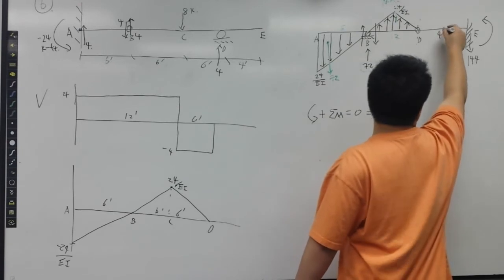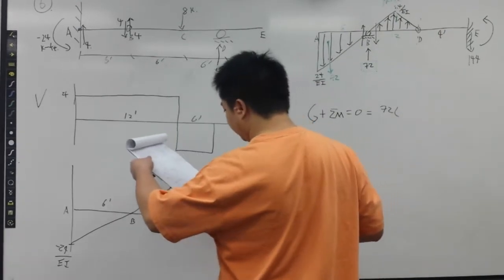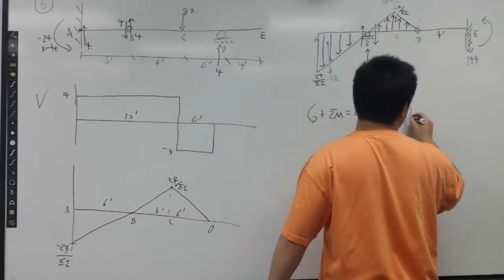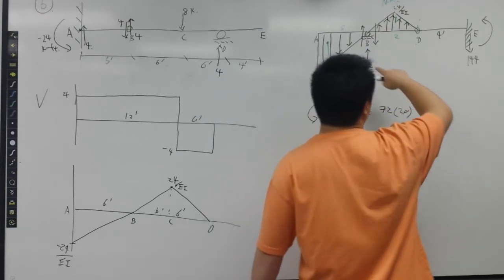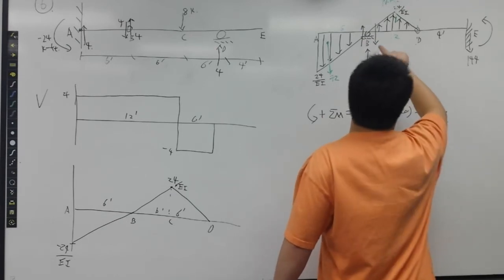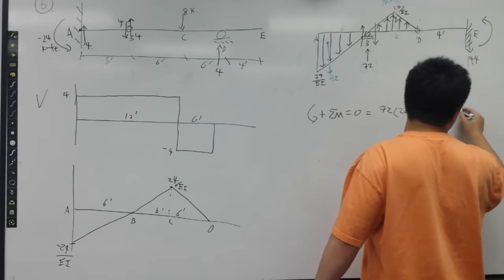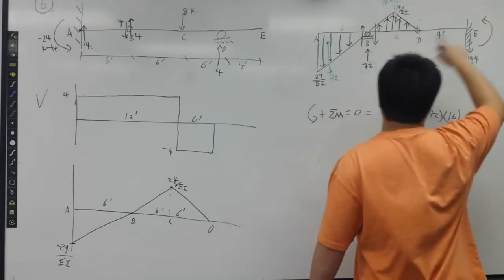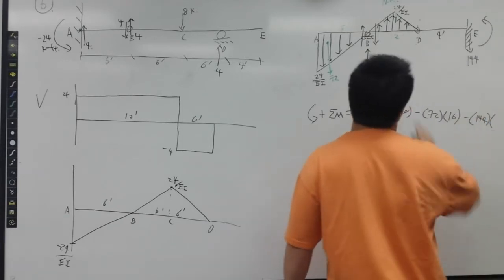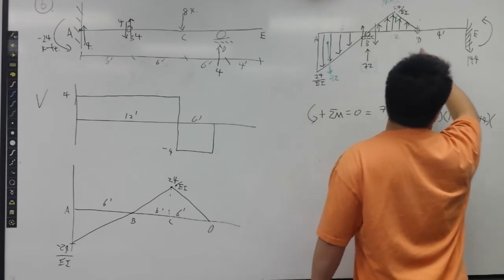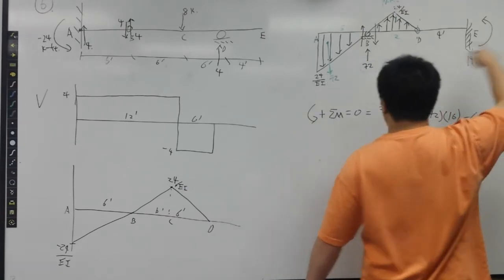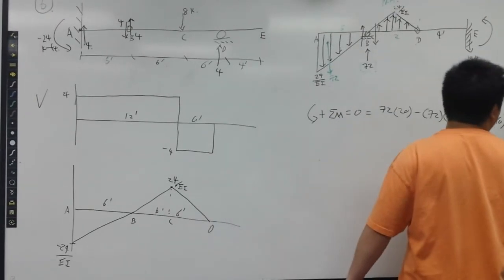16 times, this is 4, yes. 4, 16, 20. Going this way, so it's positive. This one's going opposite way, so it's going to be minus 72 times 12 plus 4 is 16. And for this one, it's going up that way, so also negative. 144 times half of the distance, so 6 plus 4, 10. And you want to find a moment at this point, going this way, positive, so plus moment.